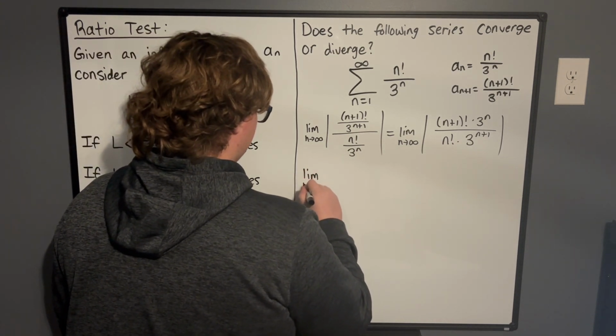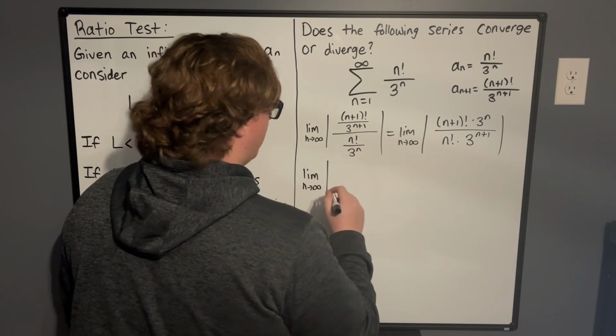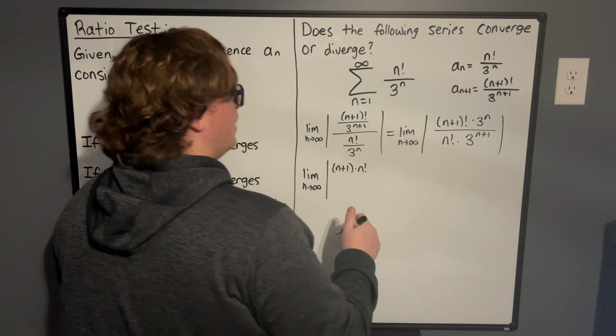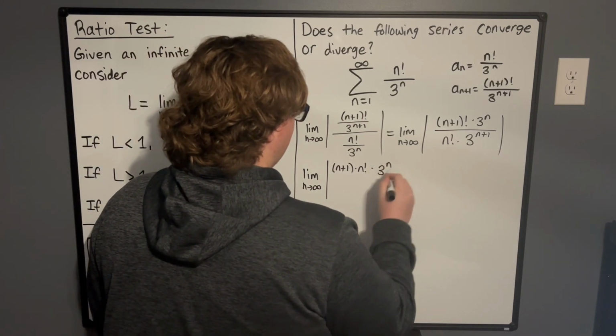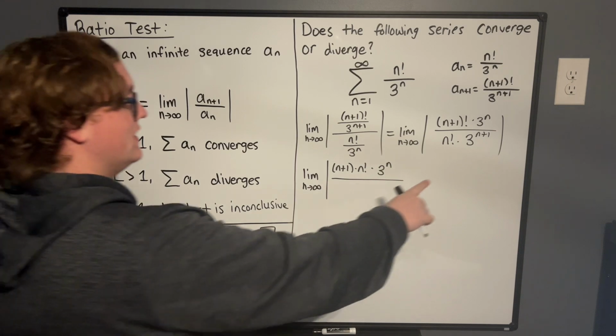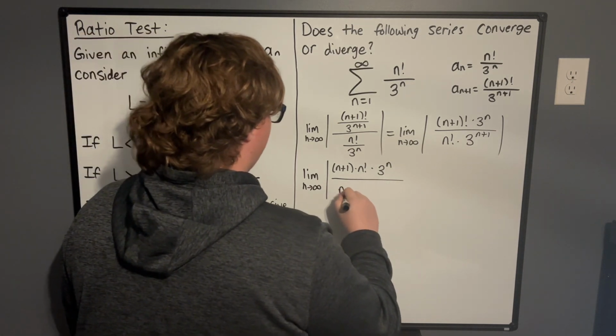So we have the limit as n goes to infinity. The numerator we're going to break down to n plus 1 times n factorial. Then we still have this times 3 to the n. Now we also want to try to cancel that as well. But the nice thing is we can cancel it down here, right? So we still have n factorial.